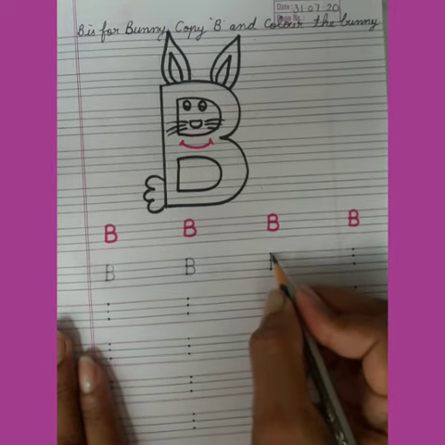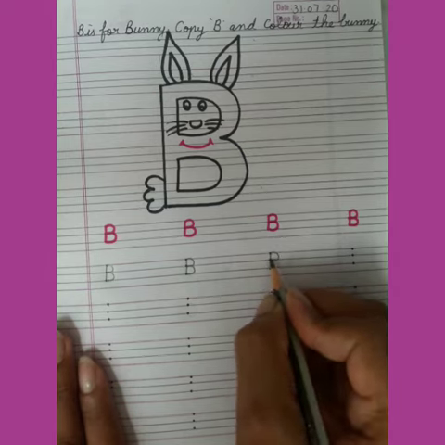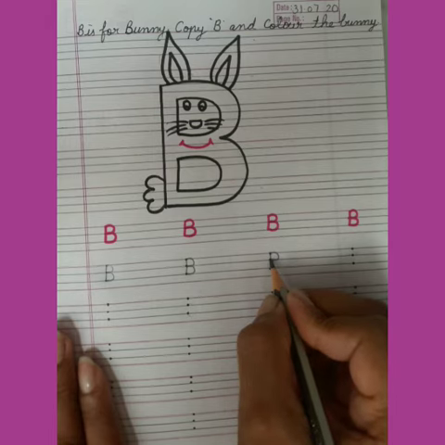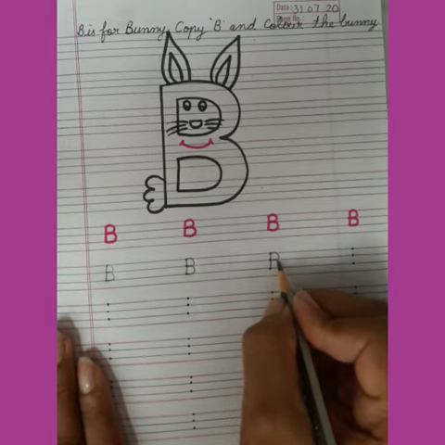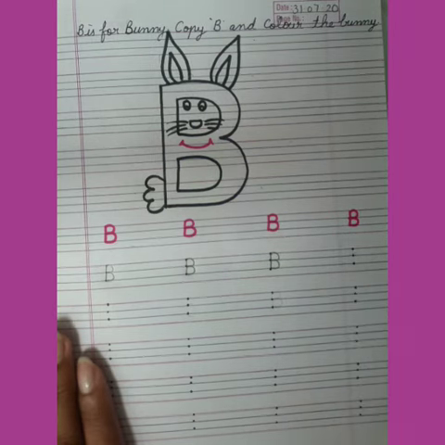Standing line. Upar wale dot se start karte huye. Right curve ko banate huye hum second dot se match karenge. Phir second dot se dubara start karte huye. Right curve banate huye hum third dot ki taraf join karenge.